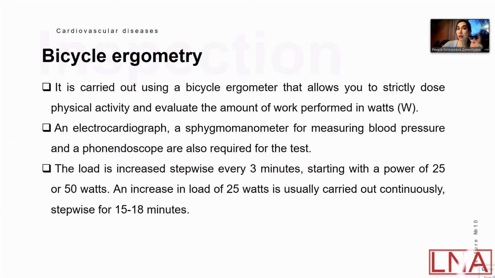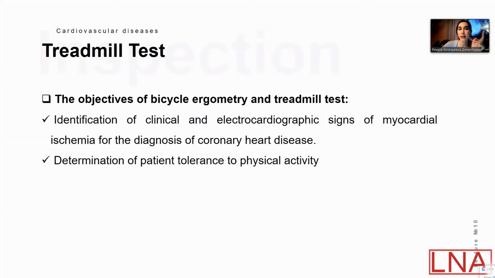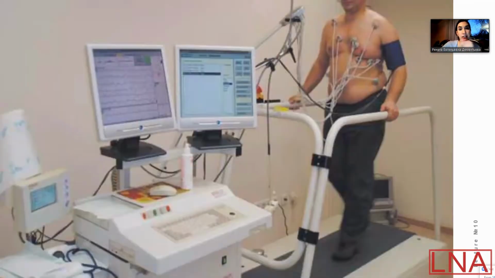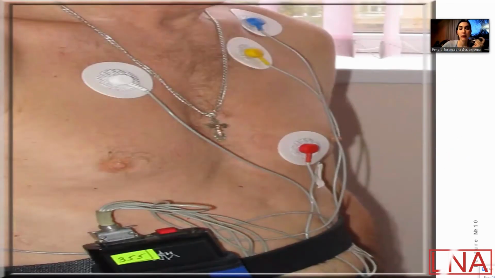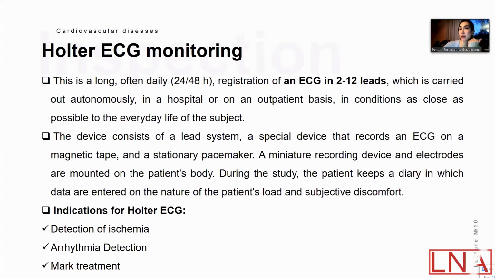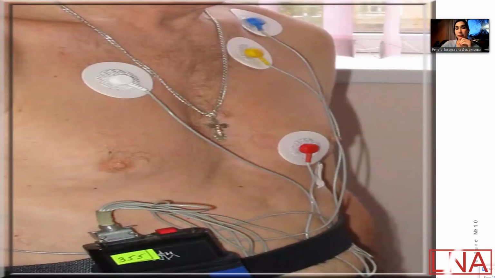Tests with load, bicycle ergometry and treadmill tests, are used for determining clinical signs and ECG signs of coronary heart disease, like elevation and depression of the ST segment. Daily ECG monitoring, or Holter ECG monitoring, is used for determining ischemia.